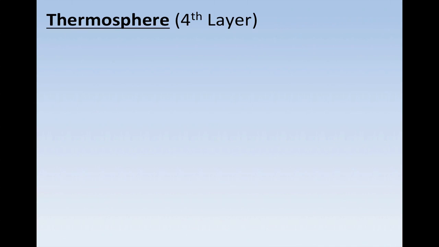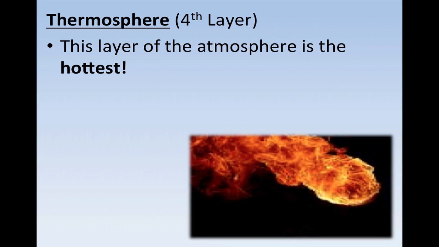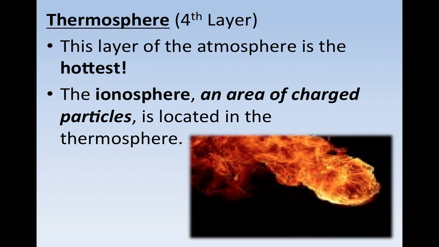Our fourth layer, the thermosphere, now it's the hottest. Now, here's where it's strange. The mesosphere is the middle layer, the third layer, and it's the coldest. But right above that, even though you're getting closer to space, it's even hotter. That's a phenomenon unknown to any scientist. Why does it get so hot? Who knows?